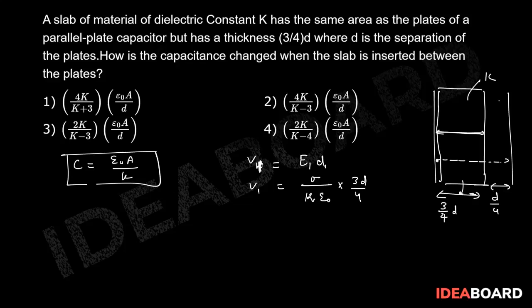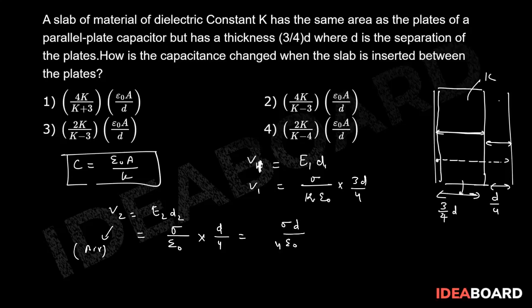And now from there we can calculate the value of V2, which is for the air part. So this will be E2 into D2, and E2 will be nothing else but sigma upon epsilon naught in air, and D2 will be D by 4. So V2 will be sigma D by 4 epsilon naught, correct?